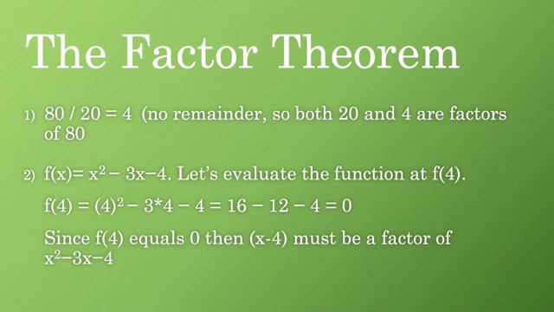But this also applies to polynomials. Take, for example, the function f of x equals x squared minus 3x minus 4. Let's evaluate the function at f of 4. f of 4 is equal to 4 squared minus 3 times 4 minus 4. Simplifying, we have 16 minus 12 minus 4 equal to 0. Since f of 4 equals 0, then the quantity x minus 4 must be a factor of x squared minus 3x minus 4. If you think back to what the remainder theorem told us about the quantity x minus c, then this point should be obvious.